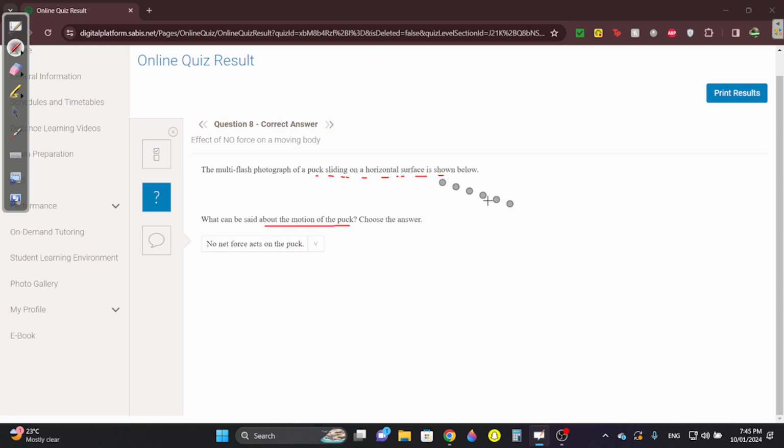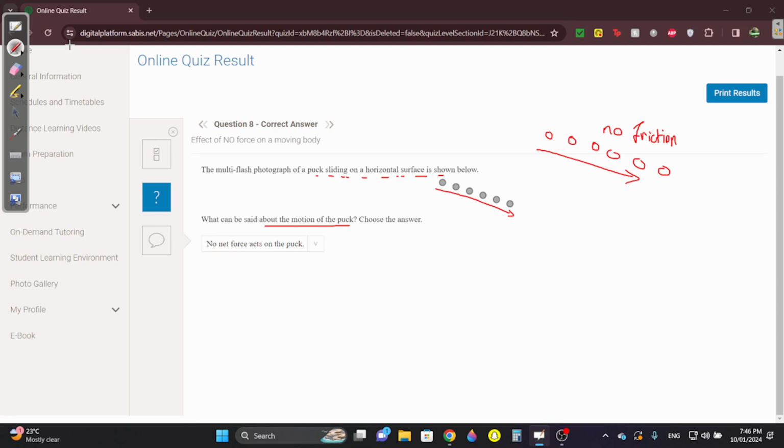Here it's a puck sliding on a horizontal surface. What can be said about the motion of the puck? Obviously it's going in a straight line. For any object to go in a straight line and not stop, it's going to be undergoing no friction, because if there was friction, it would slow down. You guys know Newton's first law: an object will stay in a constant state of inertia unless it's acted on by a force. Since it didn't slow down or change direction, there's no other force acting on it, so there's no friction.